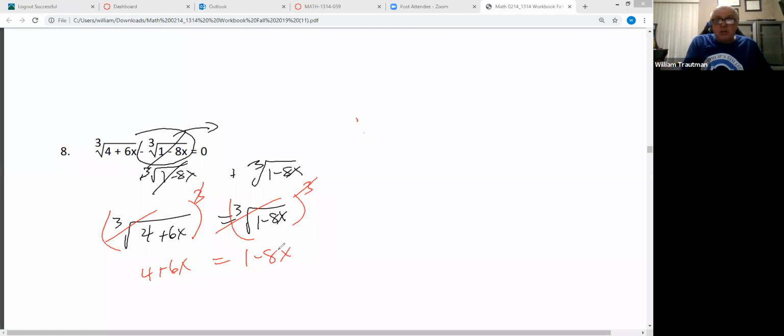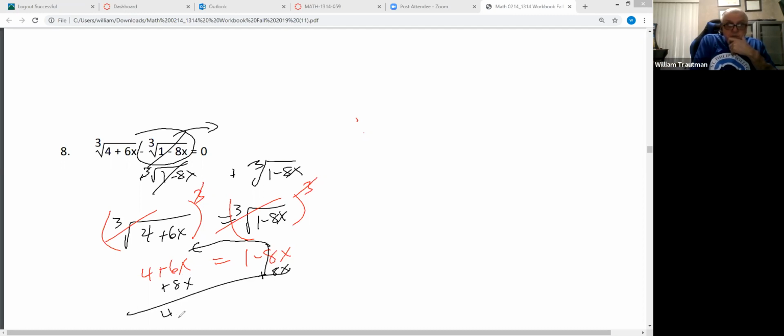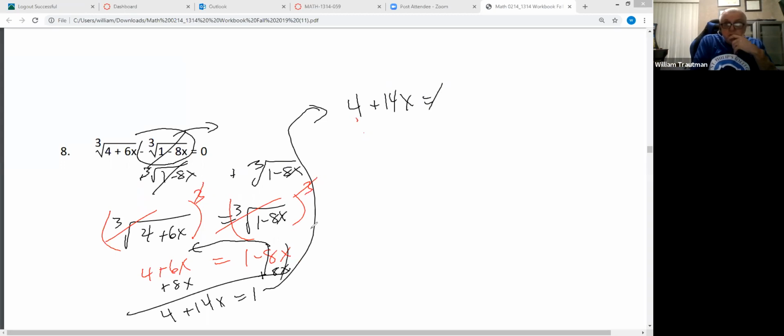And now we just solve for x. Get x's on one side. We don't even have to factor because there's no x squared. I'm going to take the 8x over there. It's a minus 8x, so I add 8x. 4 plus 14x equals 1. That turned to 0. All right, so now I'm solving for x.